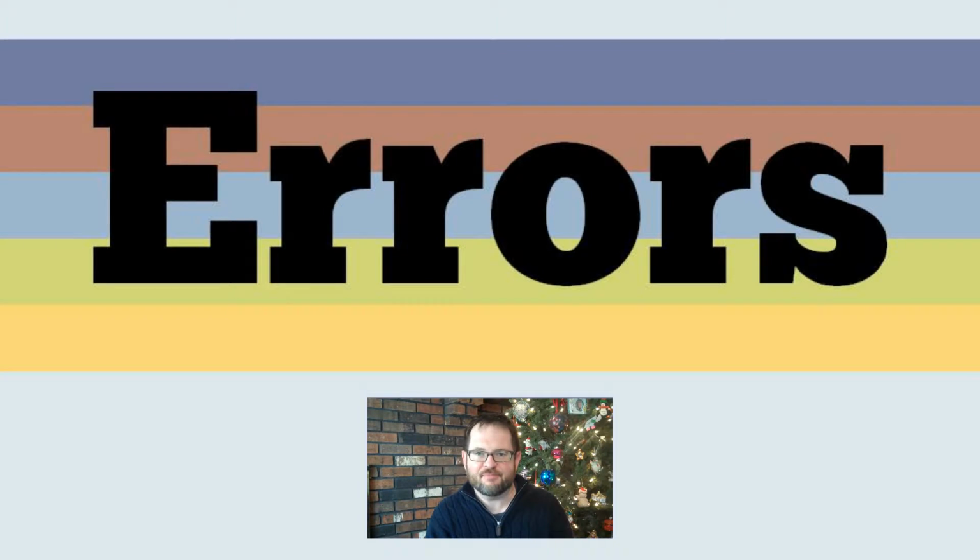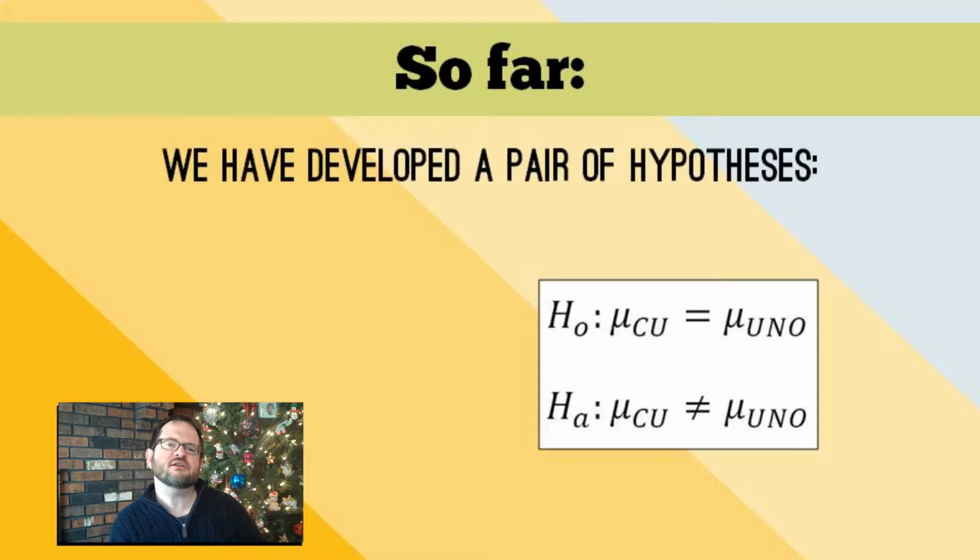I'm talking to you today about how errors can happen in the hypothesis testing procedure, what we have to do about it, and the risks that we take. Just to keep us straight as to what we're doing so far: in previous lectures in this module, we have talked about developing a pair of hypotheses, a null hypothesis and an alternative hypothesis.